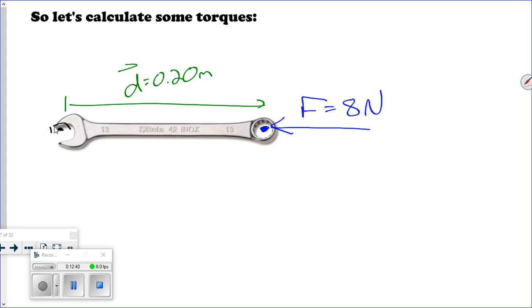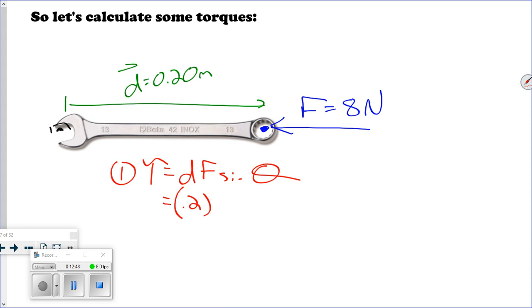So let's check it. Option 1, torque equals d F sine theta. So I'm going to have my lever arm, which is 0.2. I'm being sloppy about my units. My force is 8 newtons times the sine of, well, my lever arm points this way from the pivot point to the force, and then my force is applied exactly the other way. So that's 180 degrees. And the sine of 180 degrees is 0.